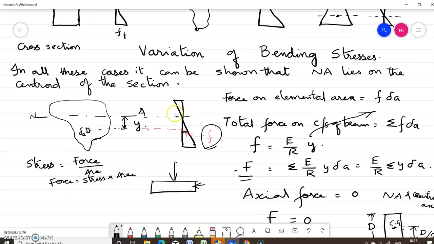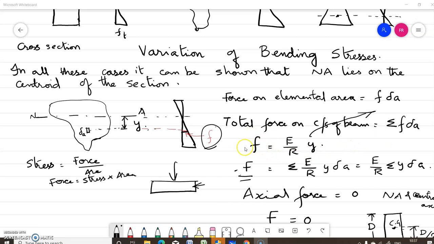For that, you consider the force on an elemental area. You consider a cross section of a beam. Let this be the neutral axis. Consider an elemental area delta A at a distance y from the neutral axis. Now the force on this elemental area, let F be the stress on this elemental area, will be equal to stress into area, F into delta A. Now what is the total force on the cross section of the beam? It is the sum of all the forces, sigma of F into delta A.